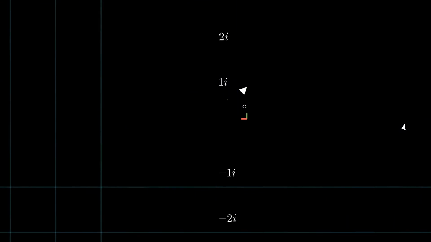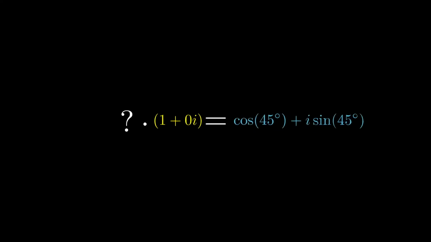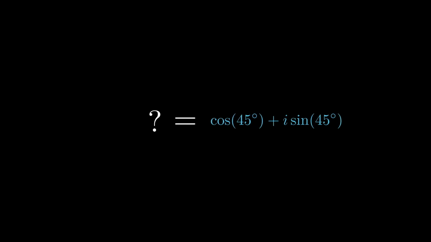Remember, we wanted to find a complex number that when multiplied by would rotate another complex number by 45 degrees. So we should ask what number, when multiplied with 1 plus 0i, would result in cosine of 45 plus i sine of 45. And that number is cosine of 45 plus i sine of 45.